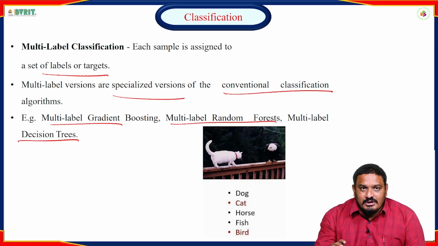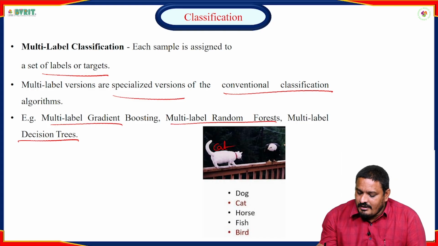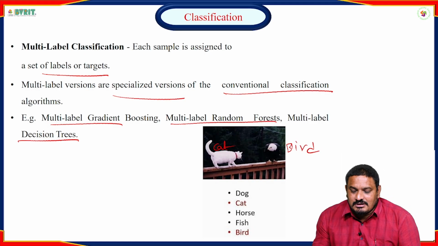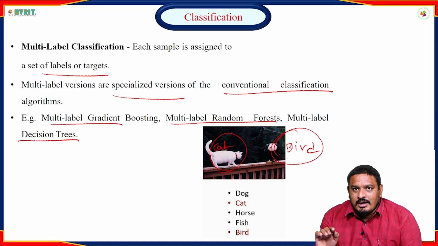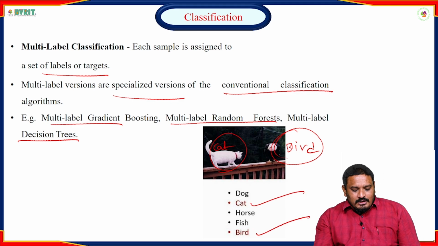See this example. In this image, the cat is there. This is the cat. This is the bird. How do we analyze multi-label classification? Here in this image, this is one label, this is another label. We predict the labels, whether in that image a cat is available and a bird is available. That is multi-label classification.